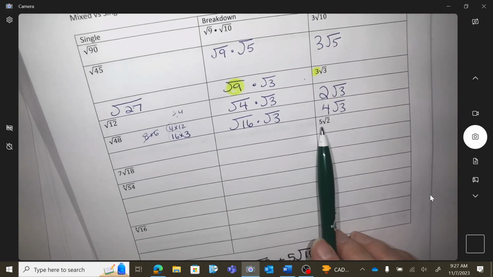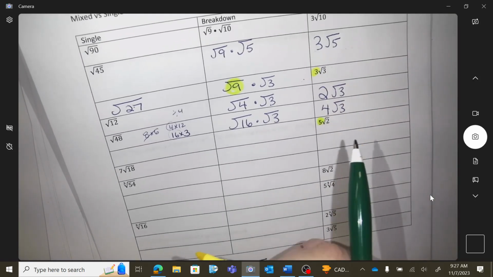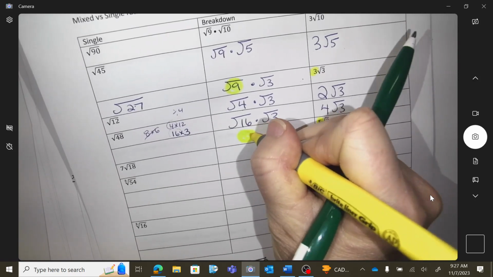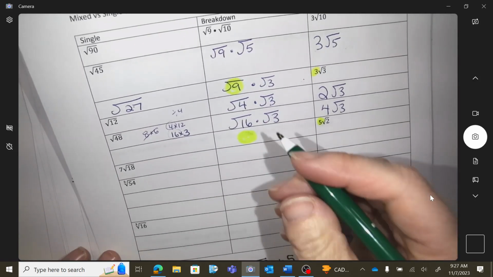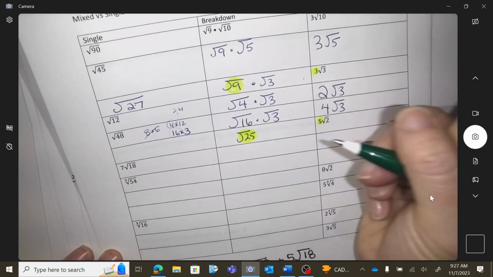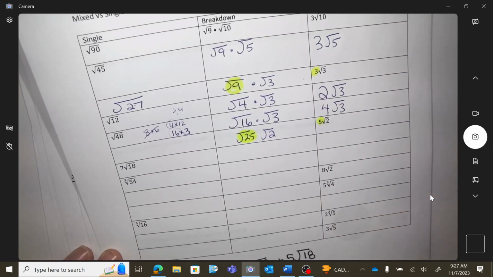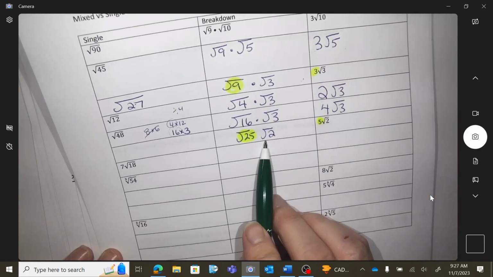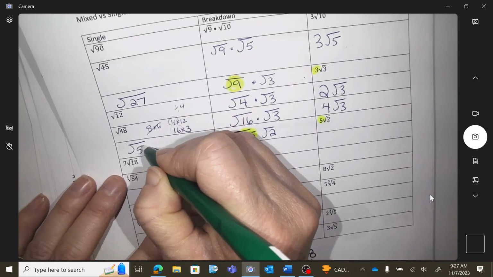Okay, this one is working forward, so how did I get a whole number 5? What would I have needed in my radical to make a 5 there? I would have needed a root 25. And then that totals to be root 50.